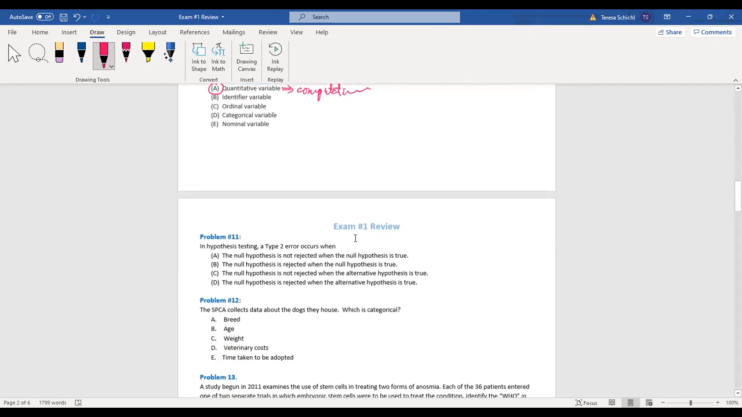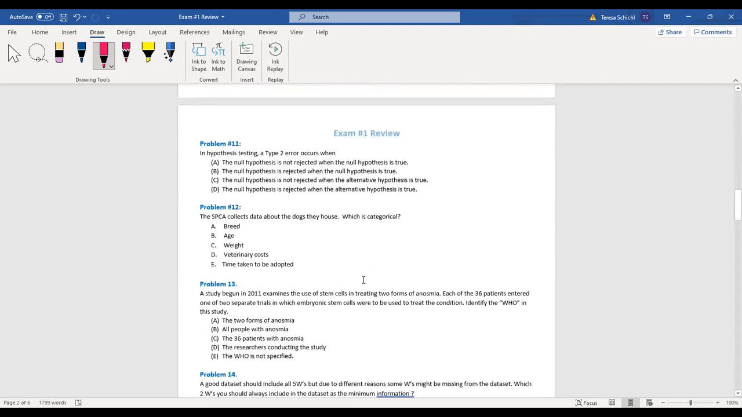All right. So number 11, we said type 2 error. Oh, I think that we did this one here. So let's try to review what type 2 is. Type 2 error, we said, is when H0 is false and you fail to reject.